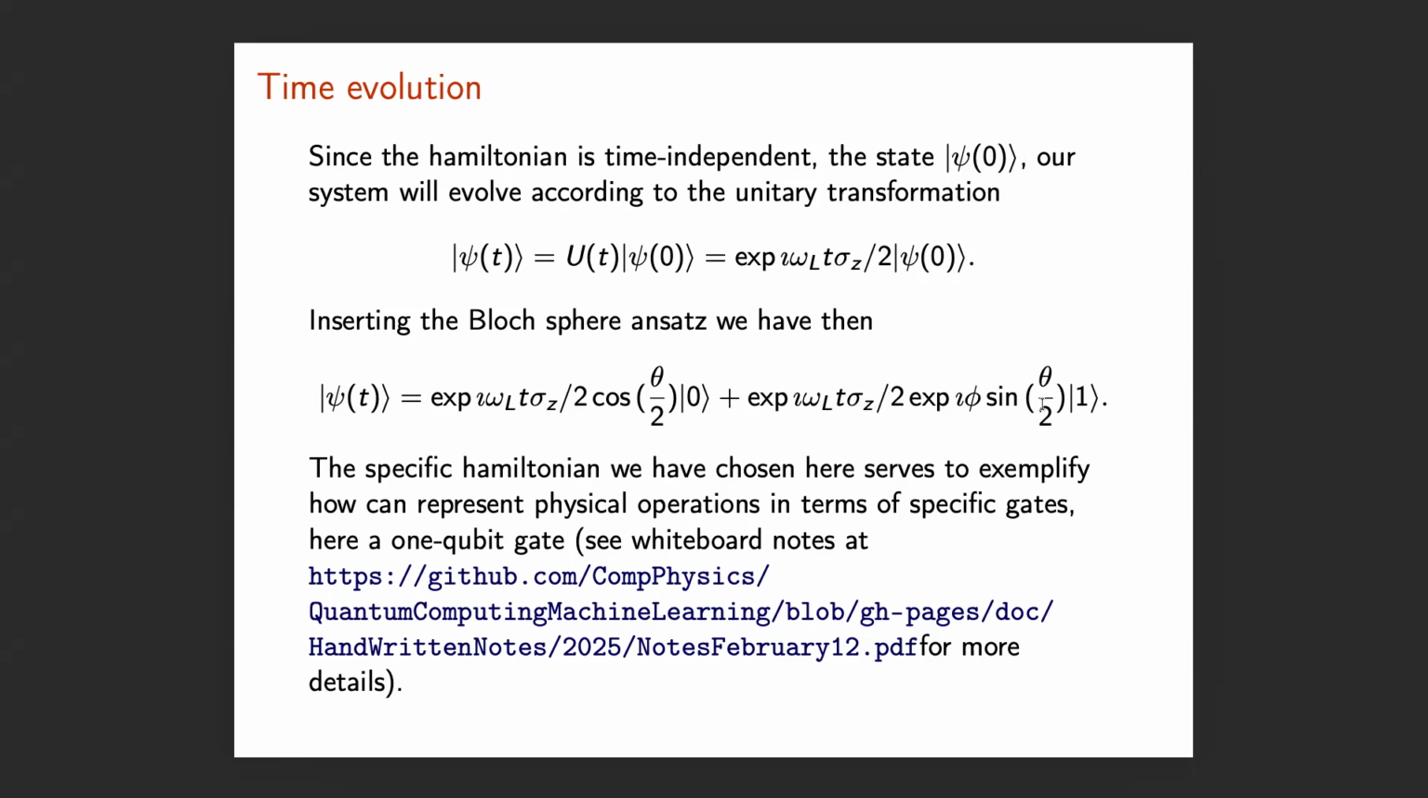So we're coming back to what this may actually mean for us. The specific Hamiltonian we have chosen here serves to exemplify how we can represent physical operations in terms of specific gates. So this sigma z, which you see here, if you now do the exponential expansion of it, this is something you can simplify in terms of just a term with sigma z and a sigma z squared, which is equal to 1. So this expression here actually simplifies. This kind of long detour was mainly meant to give you a feeling for what these physical operations look like. Okay?